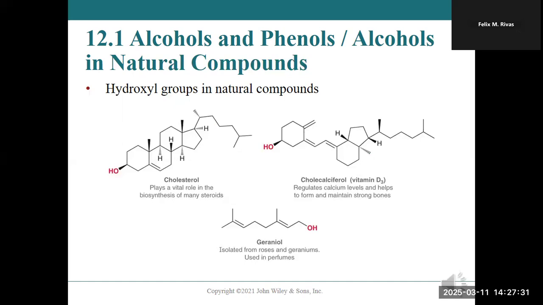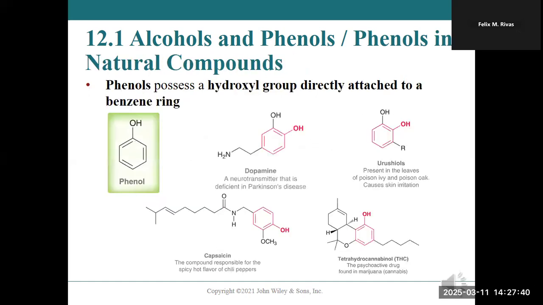There's also geraniol here, which is used in perfumes. So many of the alcohols, if they have double bonds, tend to give you very pleasant odors.